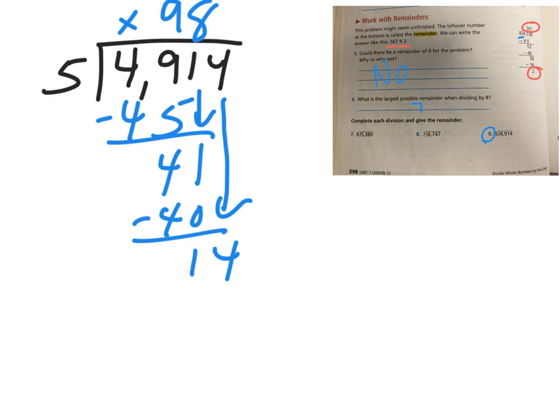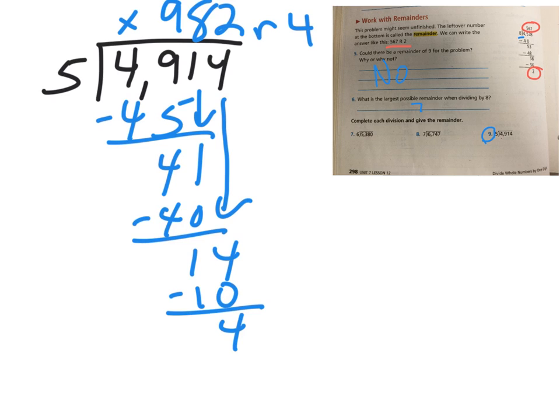Now 5 goes into 14 2 times. 2 times 5 is 10. Subtract, I get 4. 4 is less than 5. I have no more numbers to bring down. So one of my options is to write this as a remainder. It is smaller than 5, so it's okay. So my answer is 982, remainder 4. If you have a remainder, just write it as a remainder up there.